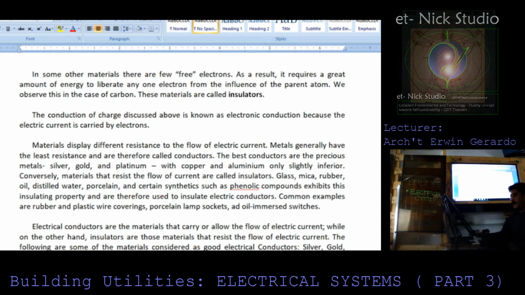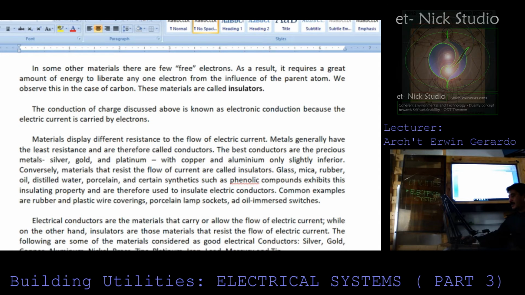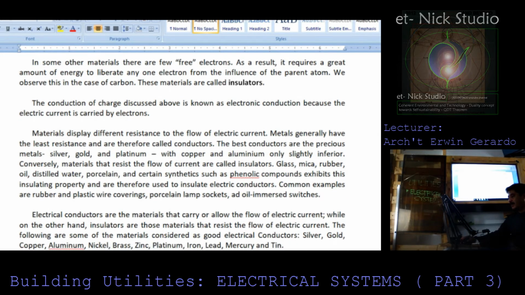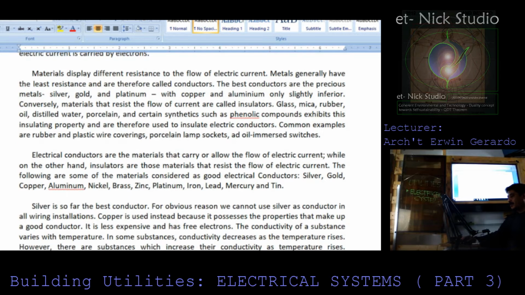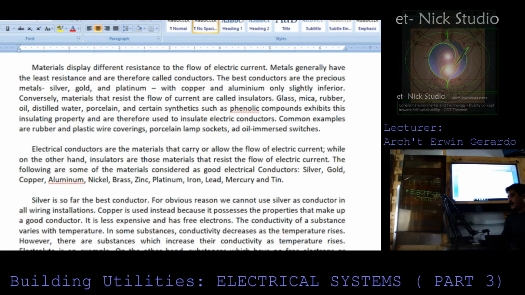Materials display a different resistance to the flow of electric current. Metals generally have the least resistance and are therefore called conductors. The best conductors are the precious metals, such as silver, gold, and platinum, with copper and aluminum only slightly inferior. Conversely, materials that resist the flow of current are called insulators.